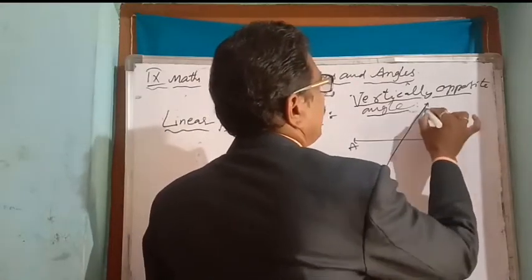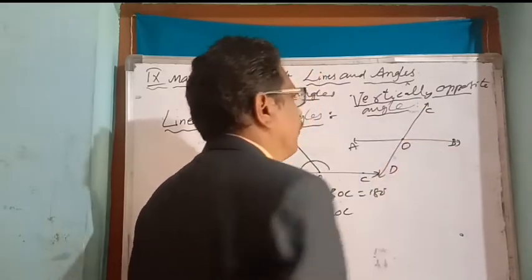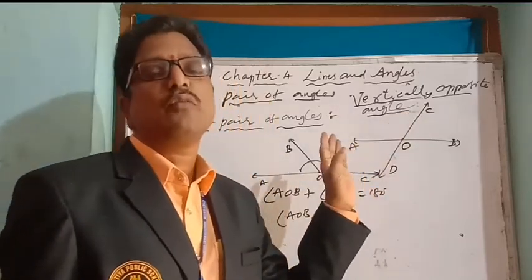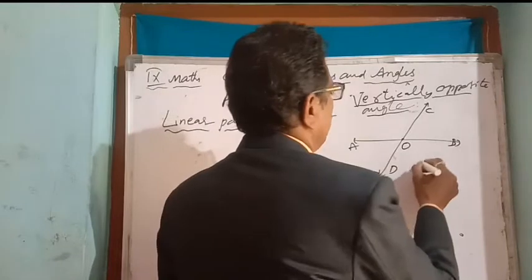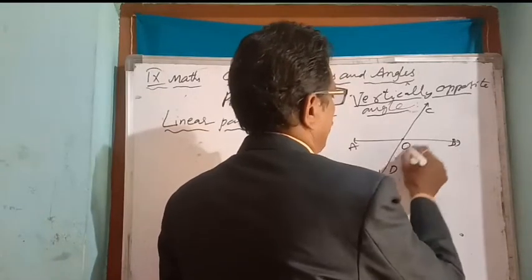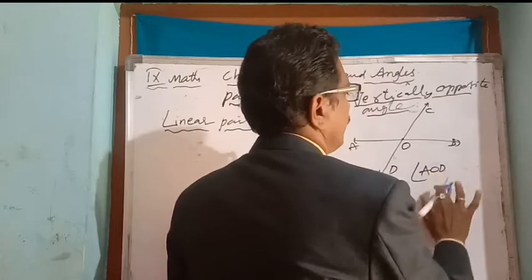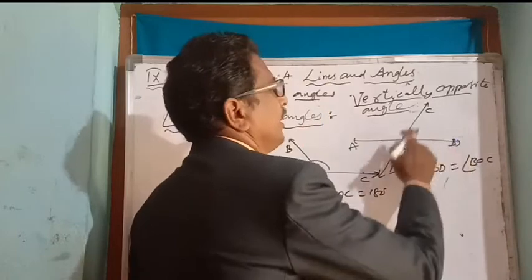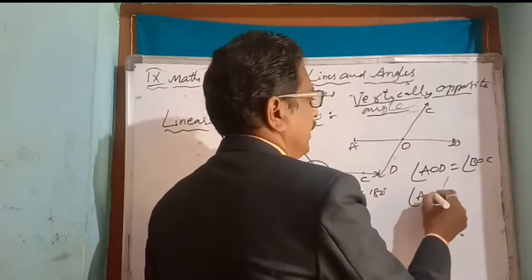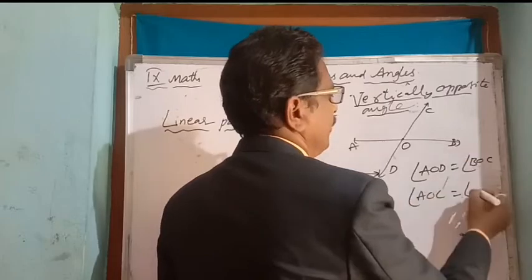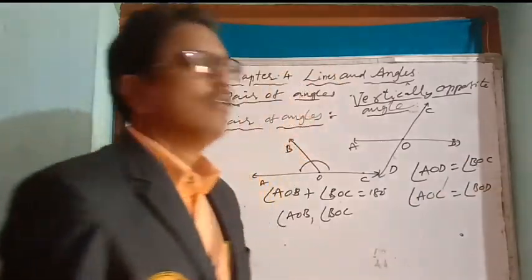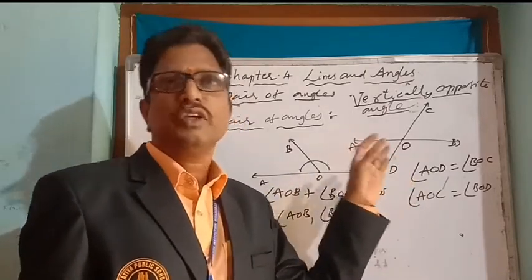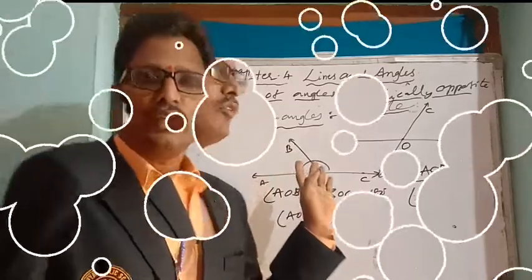Here A, B, C, D. This is O. When two lines intersect each other, two pairs of opposite angles are formed, and those are equal. So angle AOD equals angle BOC, and angle AOC equals angle BOD. These are called vertically opposite angles. They are always equal, wherever they are. These are the pairs of angles.